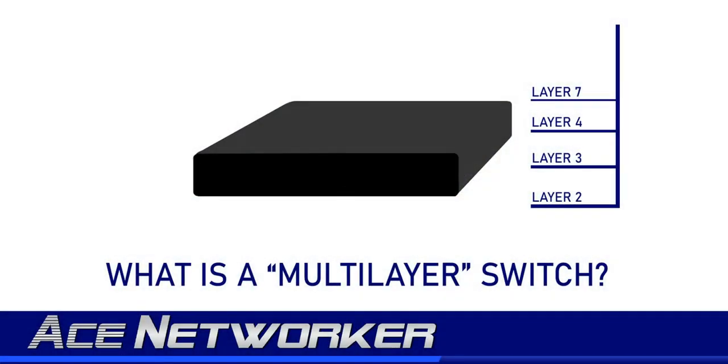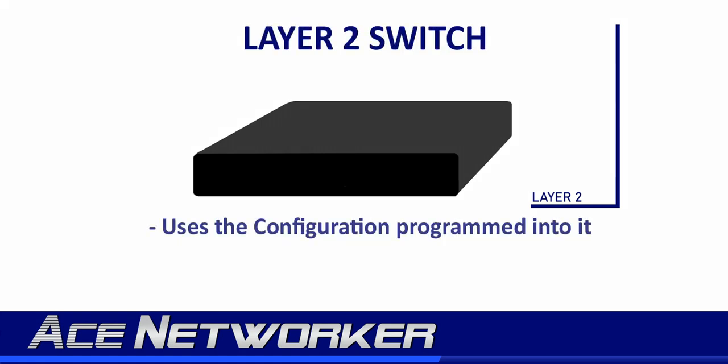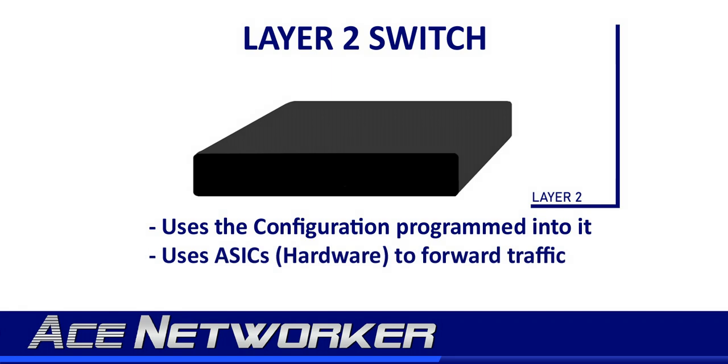So what is a multi-layer switch? We know that a layer 2 switch performs fast switch functions of forwarding and separating traffic based on its configuration settings. Again, those given to it by you as the admin, technician, or engineer. And it forwards that traffic using ASICs, application-specific integrated circuits, which are hardware integrated chip circuits that are really efficient at forwarding and doing the job a switch needs to do on a network.